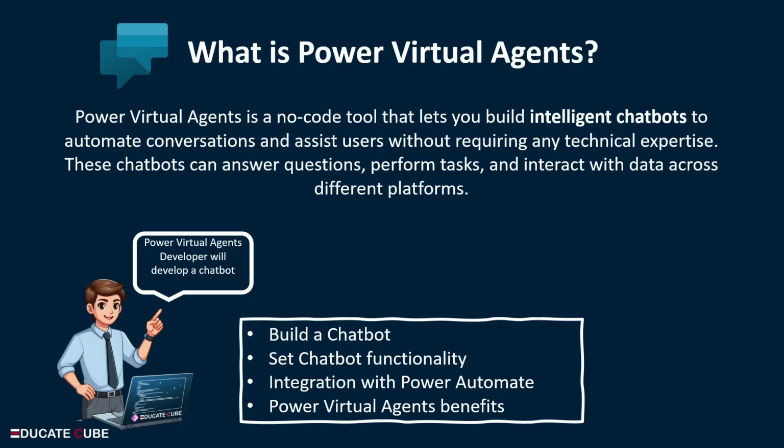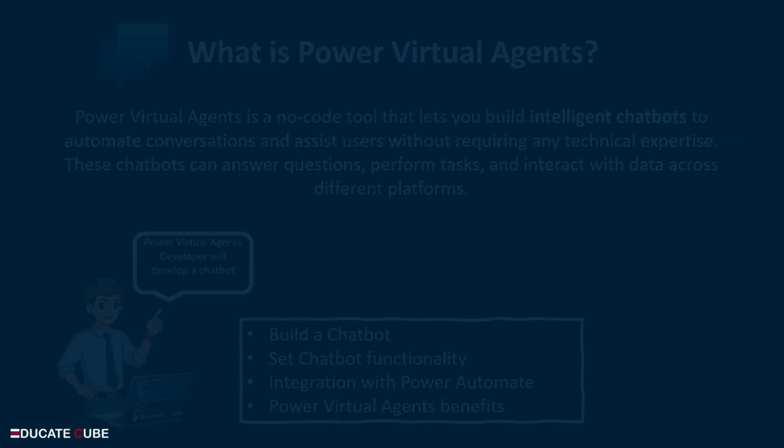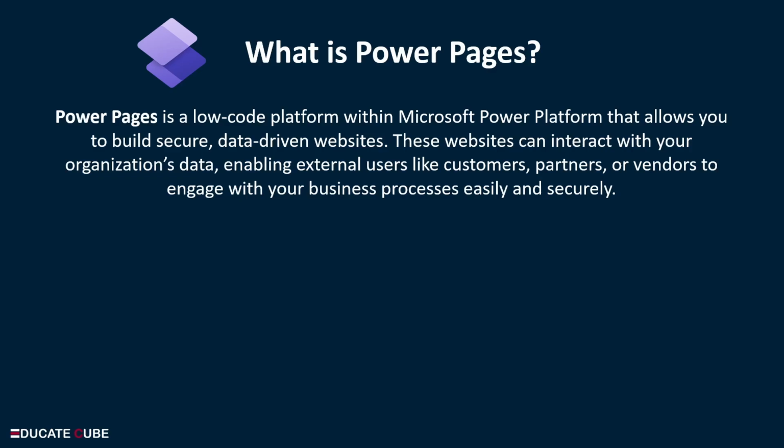Now that we have understood what is Power Apps, what is Power Automate, what is Power BI, and what is Power Virtual Agents, let's explore another key component of the Microsoft Power Platform, which is Power Pages. So, what is Power Pages? Power Pages is a low code platform within Microsoft Power Platform that allows you to build secure, data driven websites. These websites can interact with your organization data, enabling external users like customers, partners, or vendors to engage with your business process easily and securely.